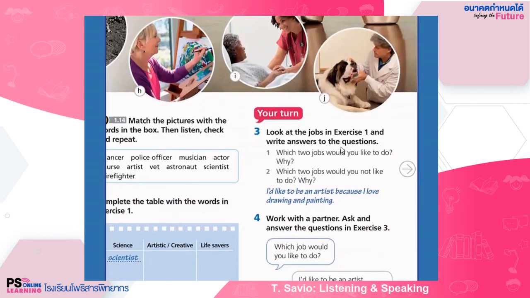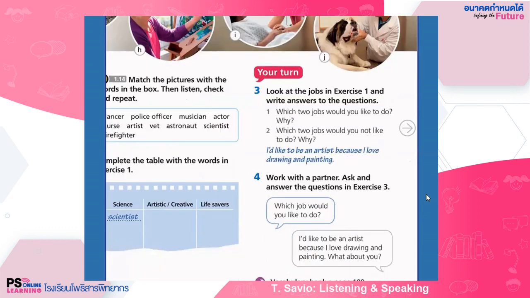So look at the jobs in exercise 1 and write answers to the questions. Which 2 jobs would you like to do and why? Which 2 jobs would you not like to do and why? Example, I'd like to be an artist because I love drawing and painting. We can continue this exercise in the classroom.